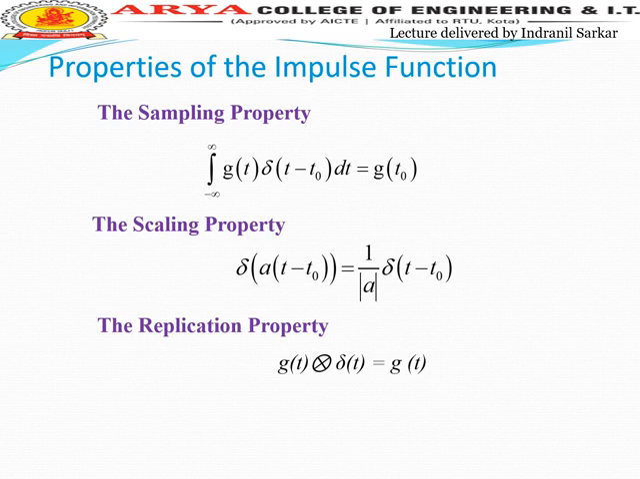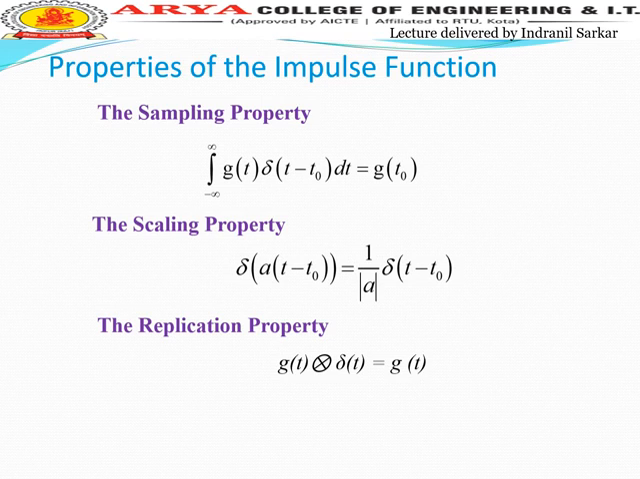Properties of impulse function. First, the sampling property, which is represented as the integration from minus infinity to plus infinity of g(t) δ(t − t0) dt. When will we get the signal? δ(t) is equal to 1 when t equals 0. Here, only when the value of t is equal to t0 will there be a value of 1 for δ(t − t0). So the signal becomes g(t0).